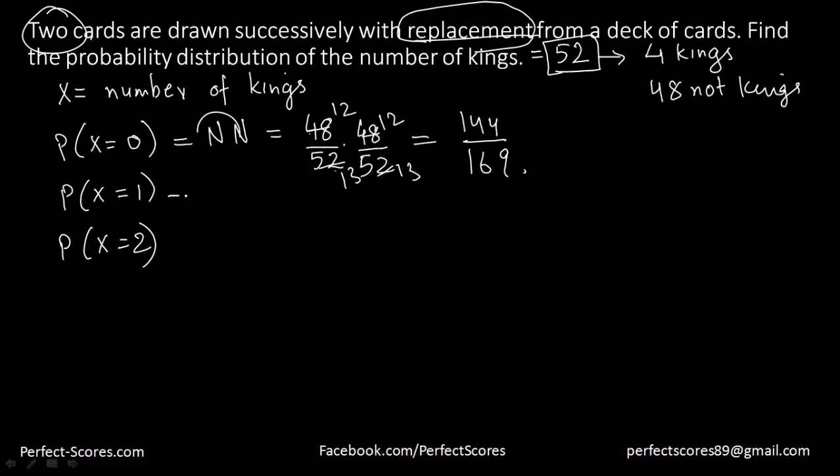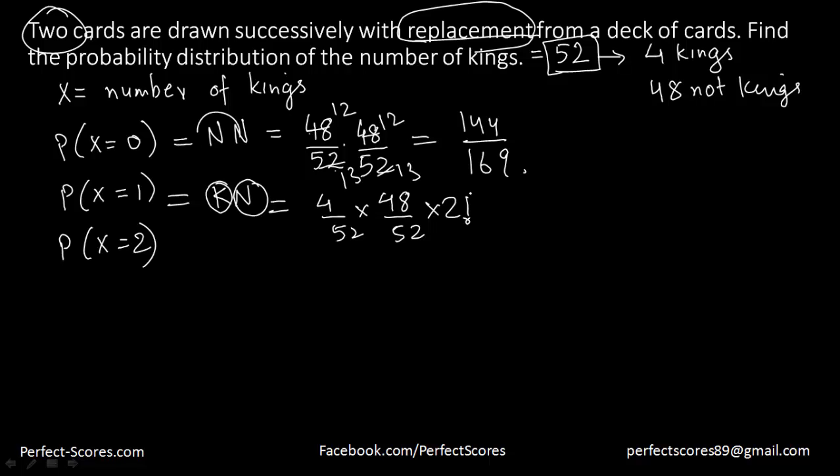And what about getting one king, right? So what about getting one king and one no king? That will be equal to the probability of getting a king, which is 4 by 52, into the probability of getting no king, that is 48 by 52, into 2 factorial. Why this 2 factorial?